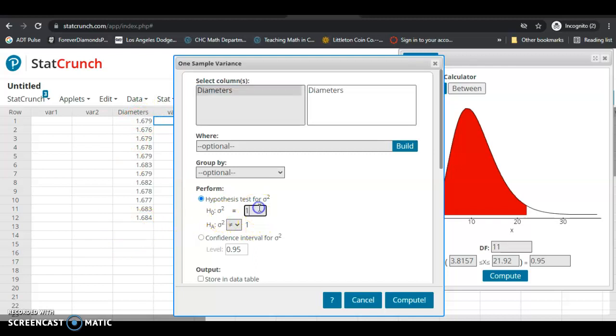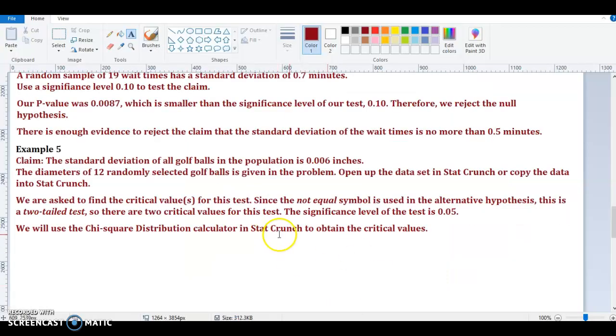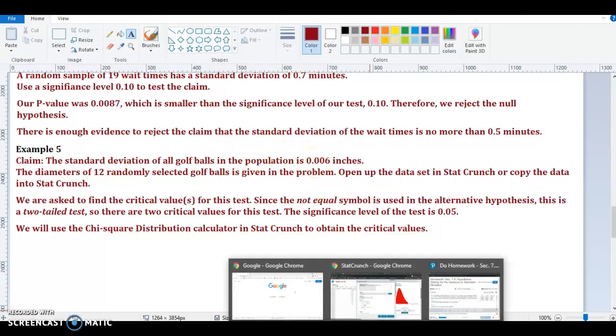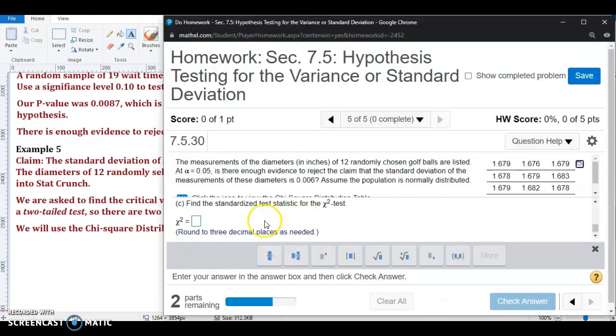What we need to enter is the hypothesized value of the variance, sigma squared. You've got to be careful about this. The hypothesized value of the standard deviation was 0.006, so what we're literally going to put in here is the variance.